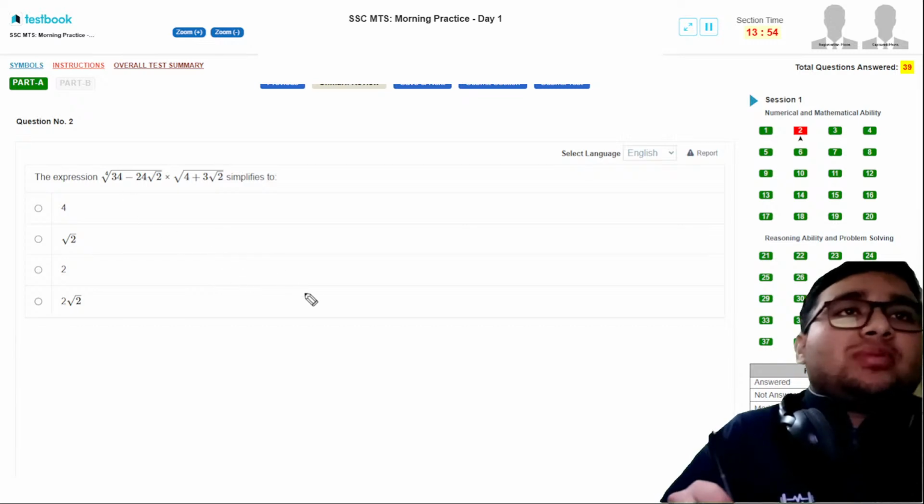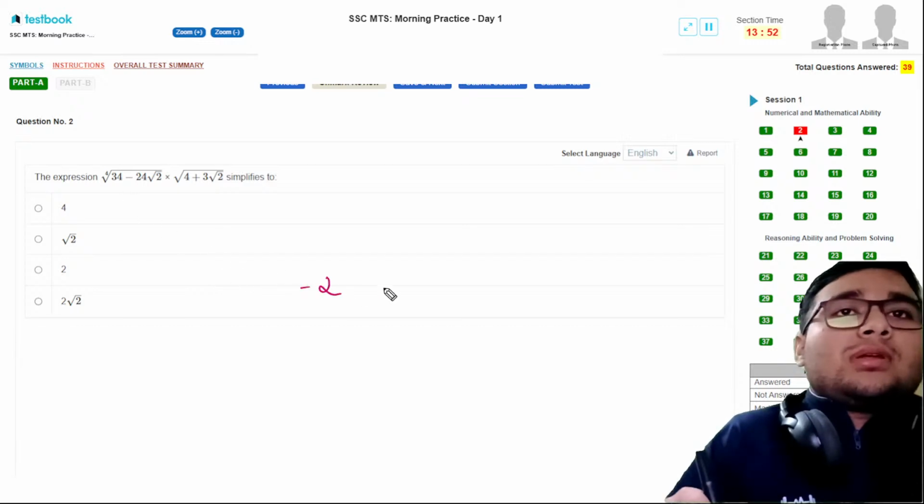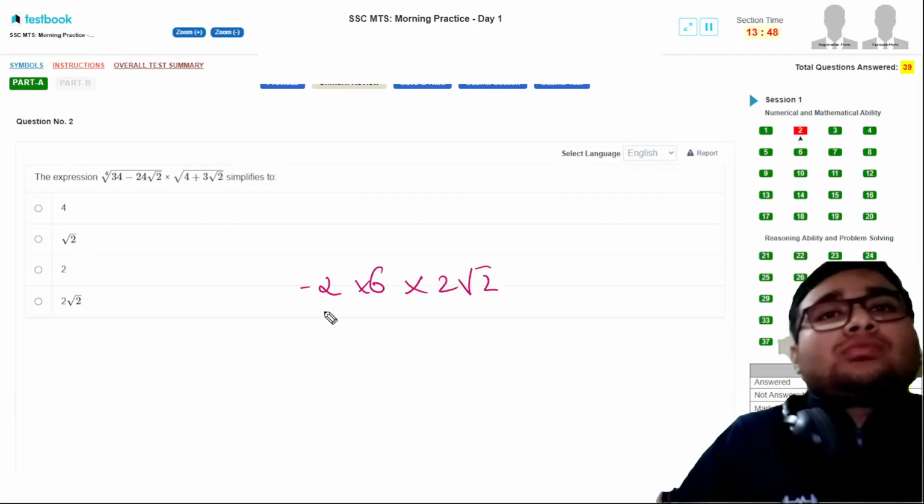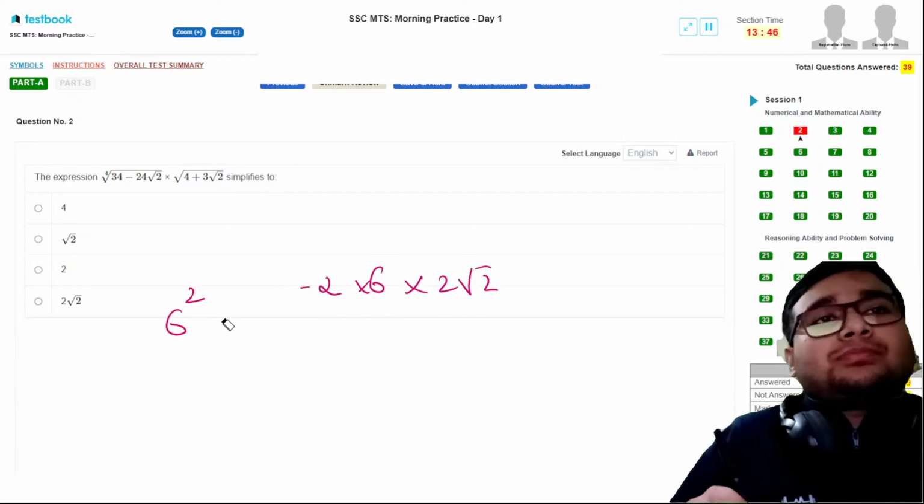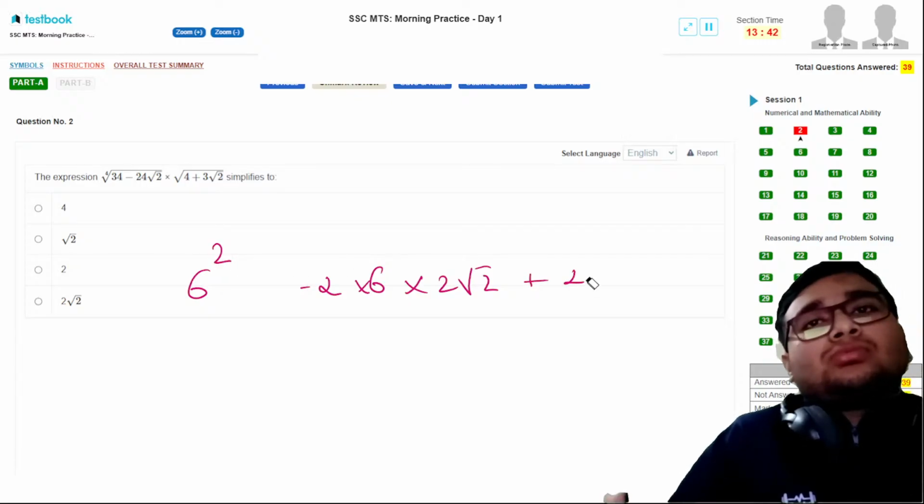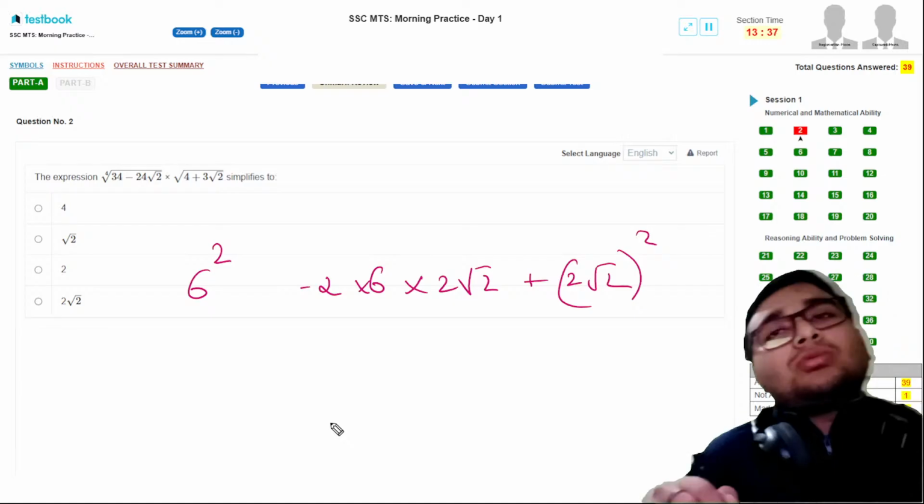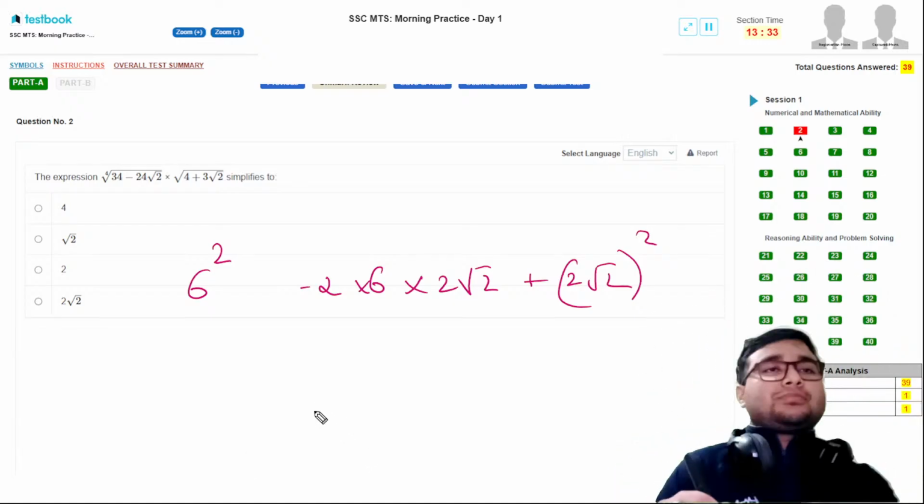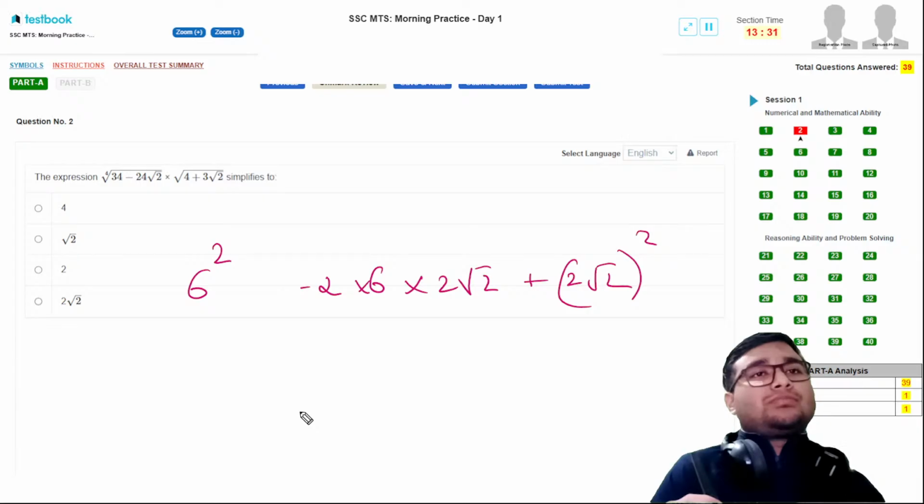ये -2AB है. -2 इंटू AB क्या हो सकता है. 6 इंटू 2√2, x होगा 6 का स्क्वायर +2 +2√2 का स्क्वायर. पर इसको मैं करूंगा तो 34 कैसे आएगा. ये है मोमेंट प्रॉब्लम.